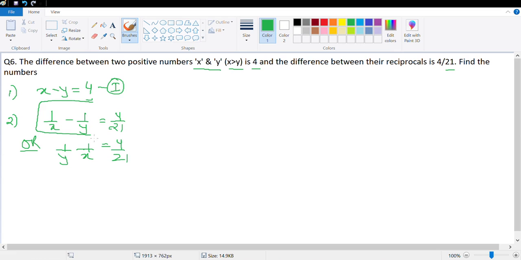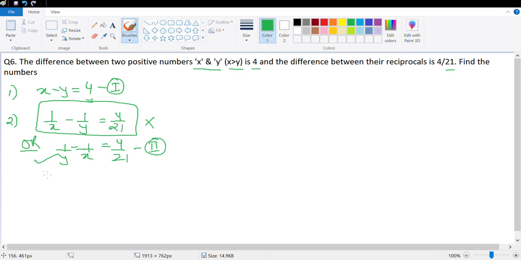This obviously is wrong, because if x is more than y, then the reciprocal of the smaller number is bigger than the reciprocal of the bigger number. Perfect. So that's the second equation that we have. I have written this just for you to figure out that this is the wrong one. So this is the correct one.